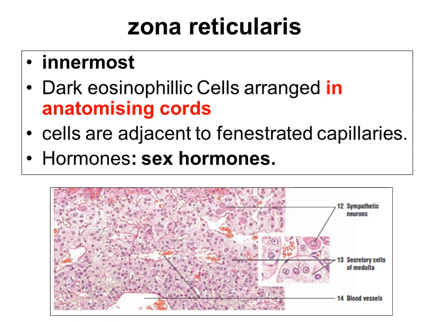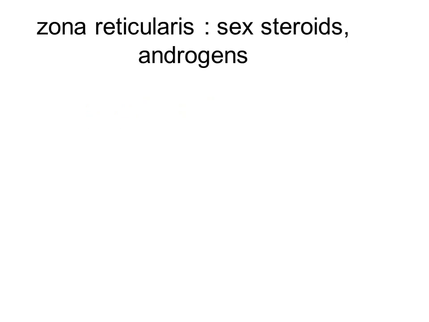And this part is the medulla where you can see the secretory granules. In the cortex there were no granules. This is just a repetition to emphasize again. So what secretions are by the reticularis? Sex steroids and androgens.